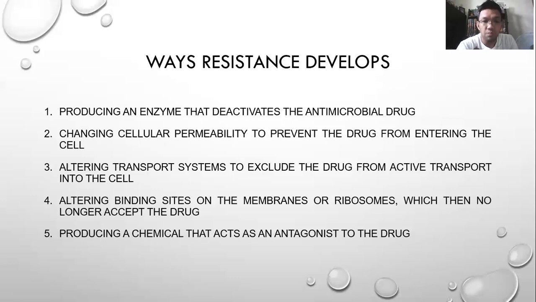Number five, producing a chemical that acts as an antagonist to the drug. So they now produce chemicals that will antagonize the drug and deactivate it. They will no longer die if one of these five has evolved in a microorganism. So that is a big problem later on within the medical industry if more microorganisms develop any of these five resistances to drugs.